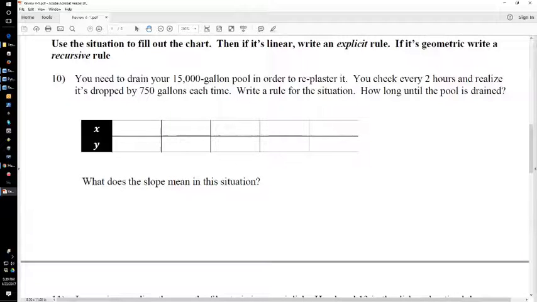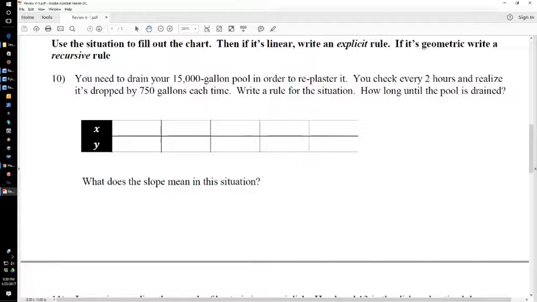So, number 10, you need to drain your 15,000-gallon pool in order to replaster it. You check every 2 hours and realize it's dropped by 750 gallons each time. How you know that, I don't know, but whatever, we'll go with it. Write a rule for the situation. How long until the pool is drained?